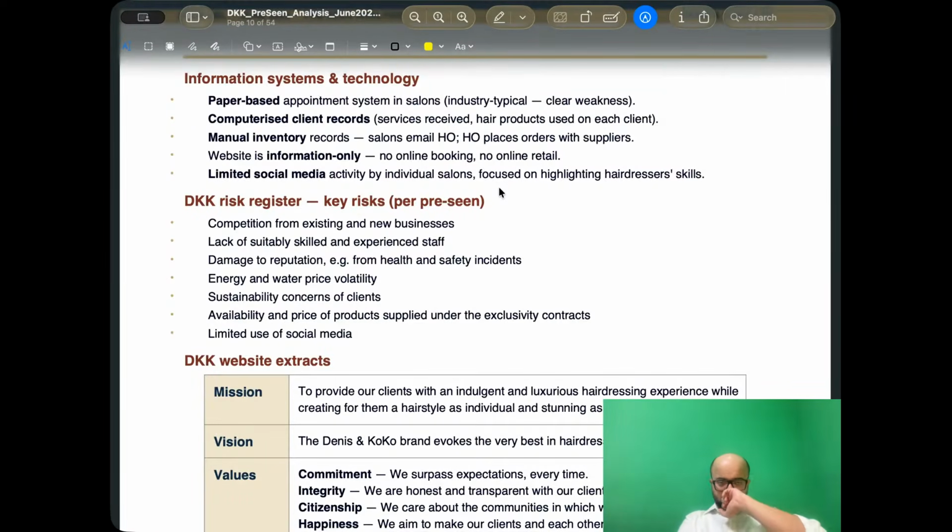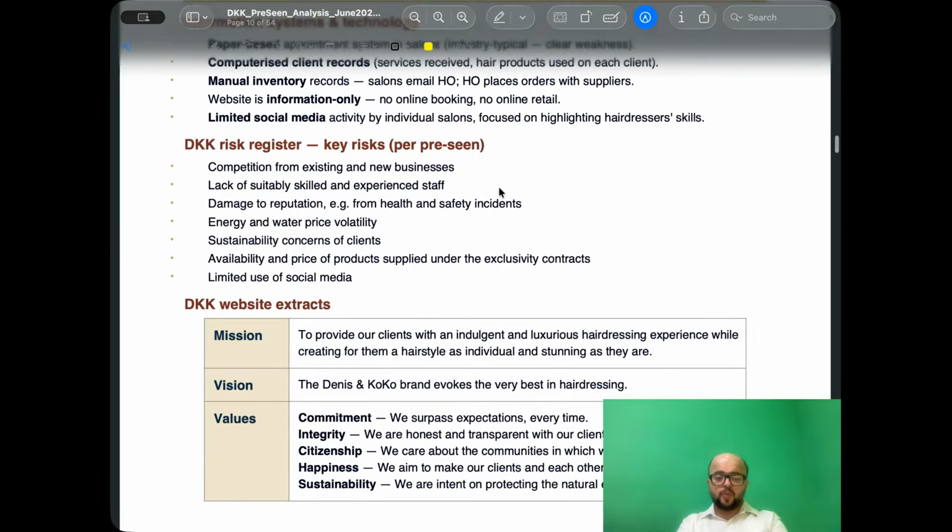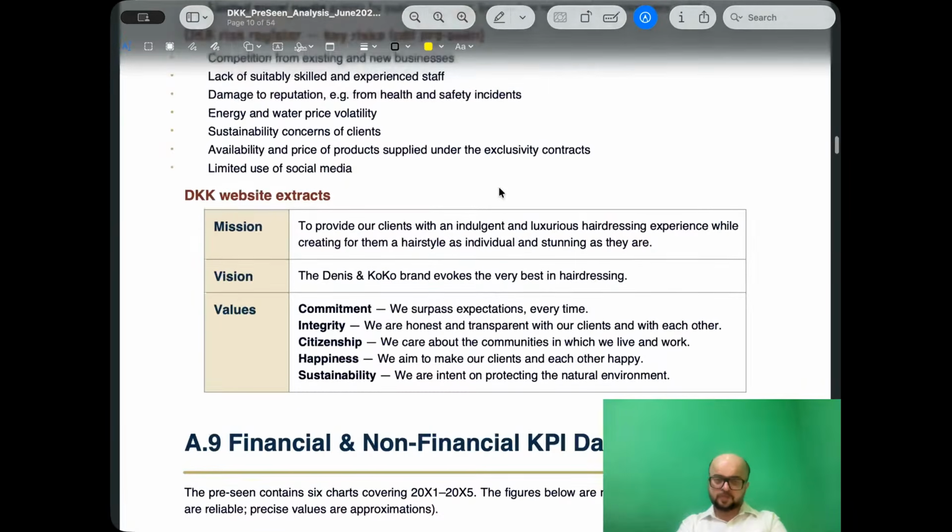And then limited use of social media is also a challenge. It is something which is preventing you from reaching your full potential in terms of revenue.